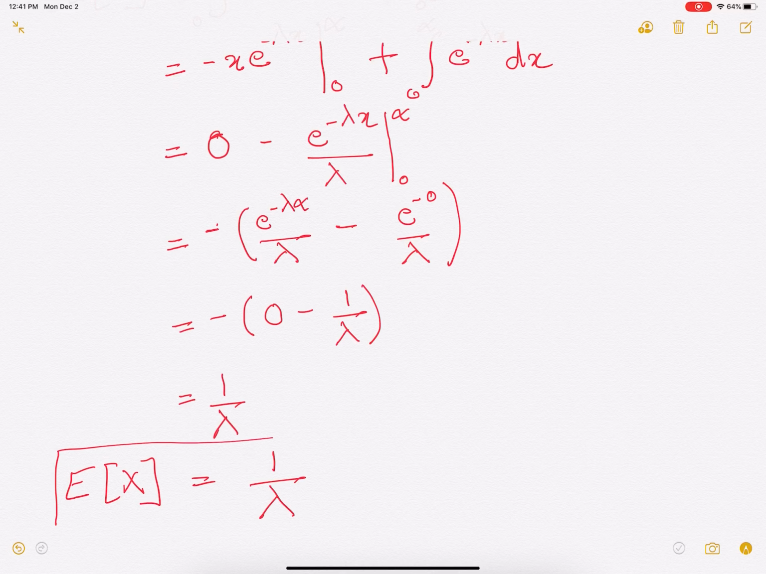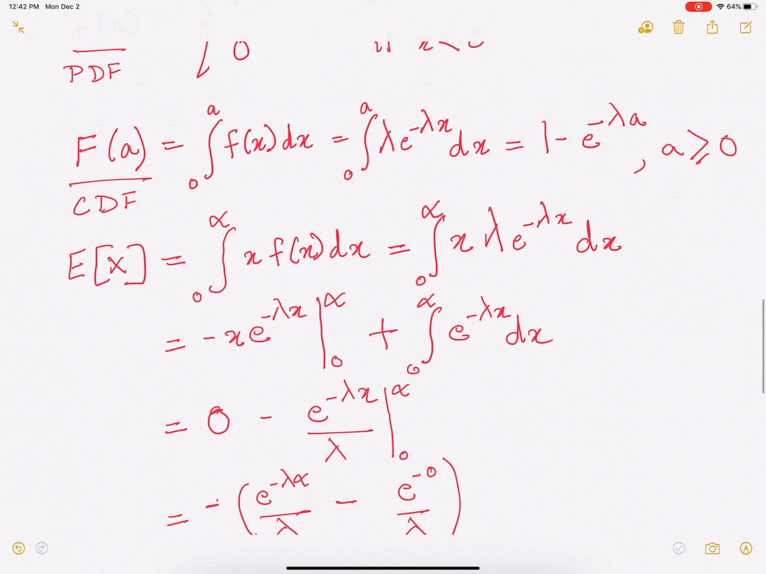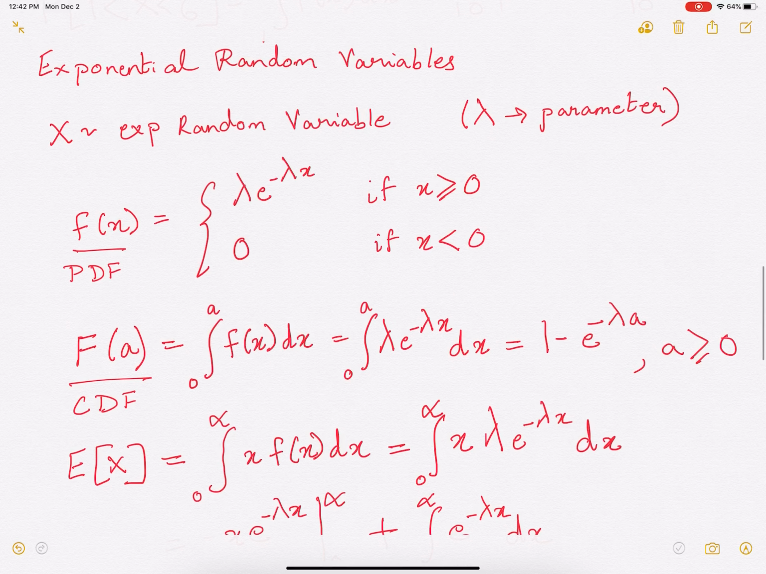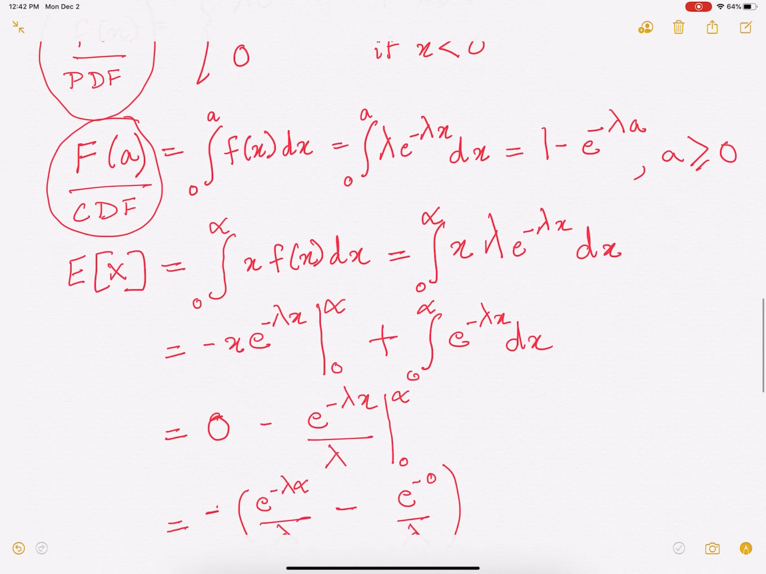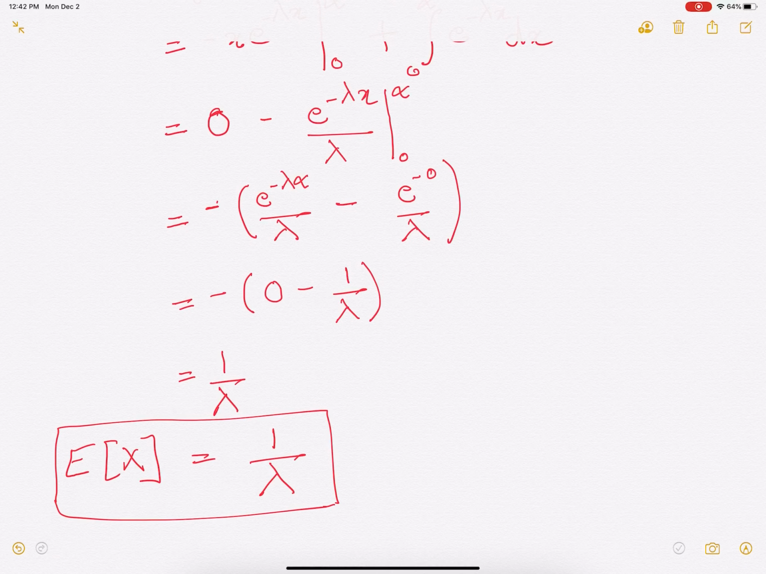Similarly, using this approach, you can also find out the variance of this random variable. Okay, so what did we study here? We studied the PDF of an exponential random variable, which is right here. We studied what the CDF is and how to calculate it. And then finally, we looked at how to find the expectation of an exponential random variable.